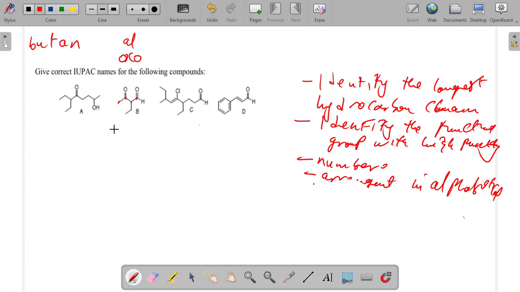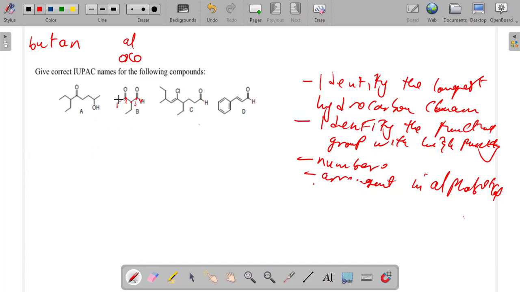So now we can number it, isn't it? So let's start with the numbering. We can either start from this side or the other side. If you start from this side, this is our position number 1, number 2, number 3, number 4, isn't it? So that will mean that at position number 4, that's where we're having the functional group, isn't it?